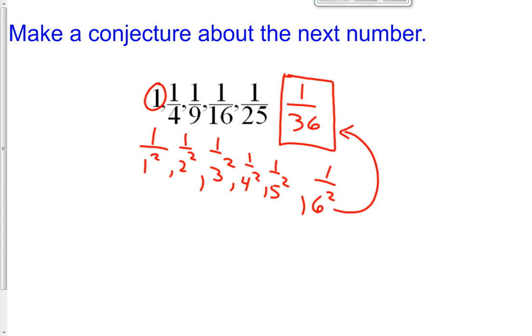Another way you could look at this is to say that to get from 4 to 9, you have to add 5. To get from 9 to 16, you have to add 7. To go from 16 to 25, you have to add 9. So wouldn't it make sense that to go from 25 to 36, you would have to add 11, which indeed you do. 25 plus 11 is 36. So there's the next number in the sequence. It is 1/36.